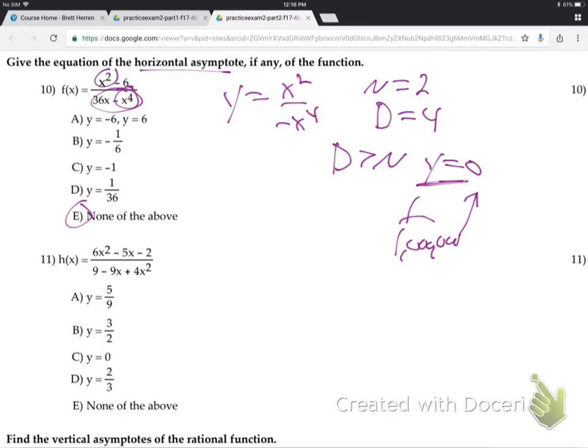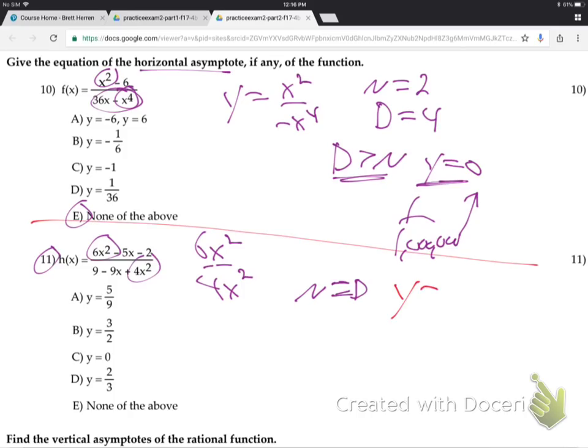If you have 1/millionth of the pi, you basically have no pi. Right? The bottom wins the tug of war. Denominator's bigger. Number 11. Look at the numerator power, denominator power: 6x squared over 4x squared. When numerator equals denominator, in that case, you do y equals a over b. 6 over 4. They tie, so the x squareds cancel. It's just 6 over 4, 3 halves. There it is. Is that good?